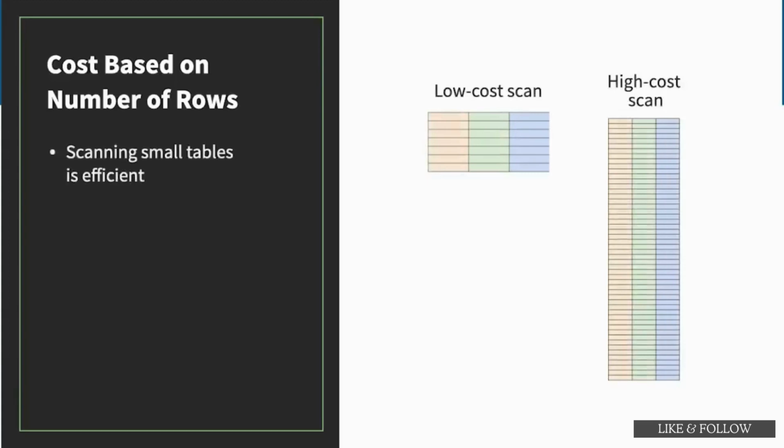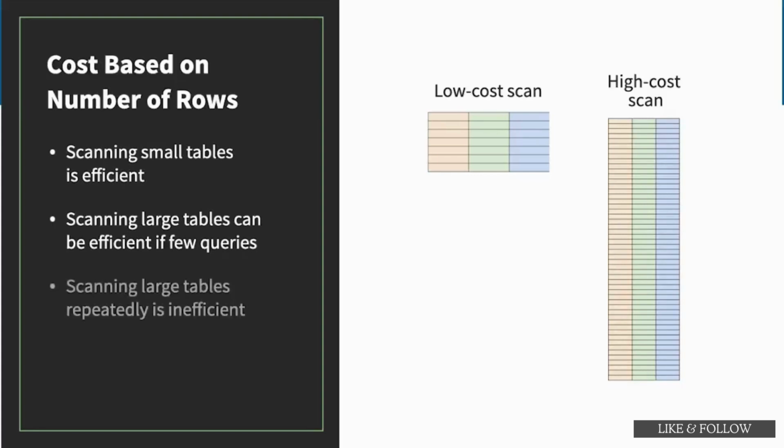Scanning is often the most efficient way to work with small tables. It can even be an efficient way to work with large tables if there are few queries or the queries against the table operate on most rows in the table. Scanning large tables repeatedly, however, is inefficient.